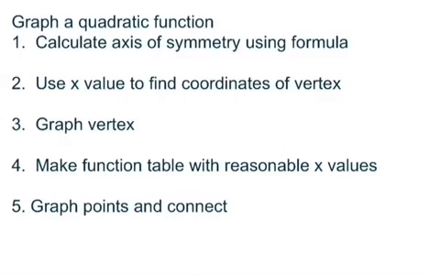Okay, so just to recap, to graph a quadratic function, first we're going to calculate the axis of symmetry using the formula x equals negative b over 2a. Then you're going to use the x value you found there to find the coordinates of the vertex. You're going to graph the vertex. Then you're going to make a function table using reasonable x values you've determined from looking at where the vertex is on the graph. Then you will graph those points and connect them, and you have your parabola.